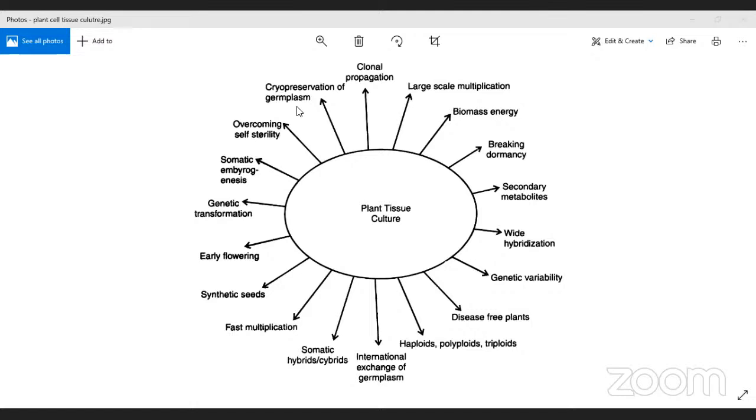So this clonal propagation may be a useful tool to get a large population of plant species having desirable traits. Desirable traits means good quality characters, which we can take.